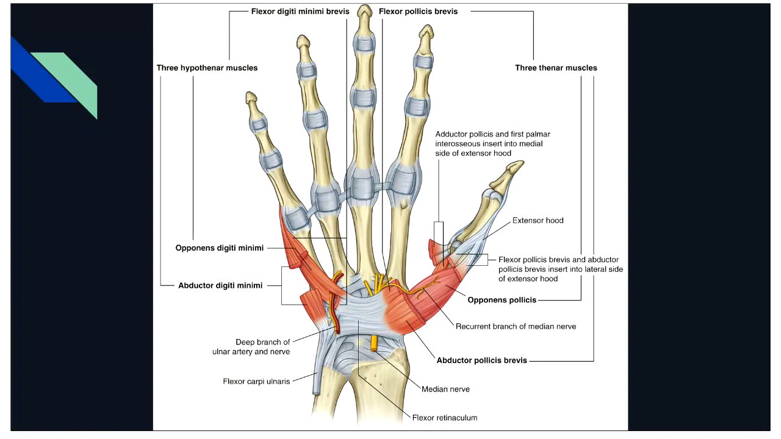All right. You see how the median nerve courses through here? This is going to be another one. And then you have to know the deep branch of the ulnar artery and the nerve. They run together, and I'll show you what they actually innervate.